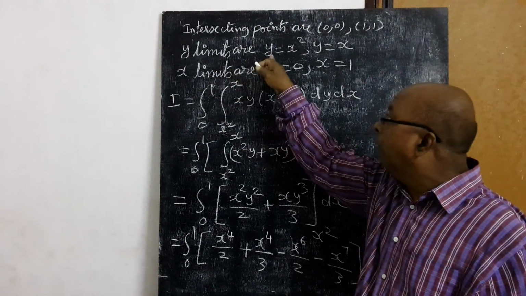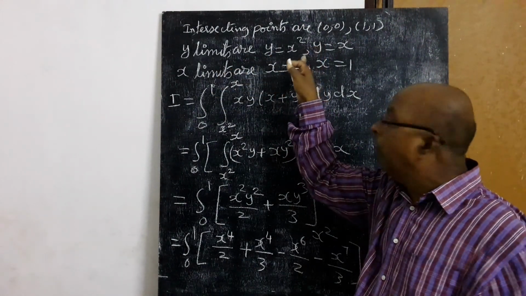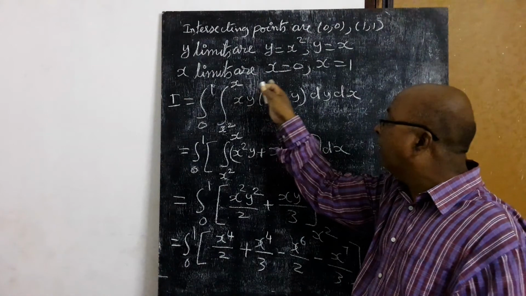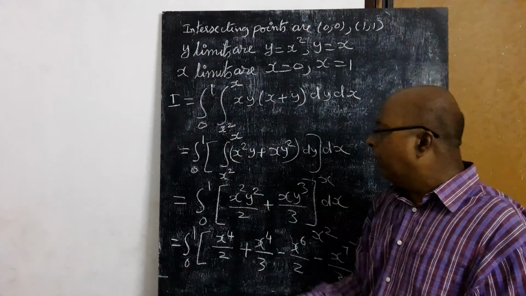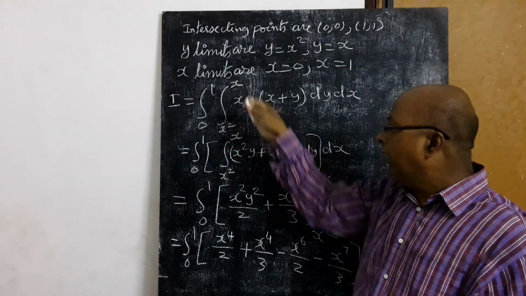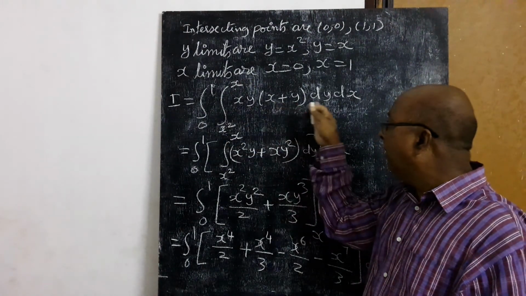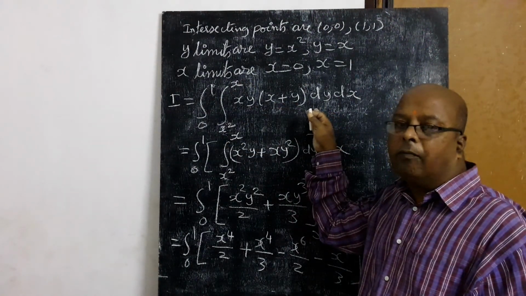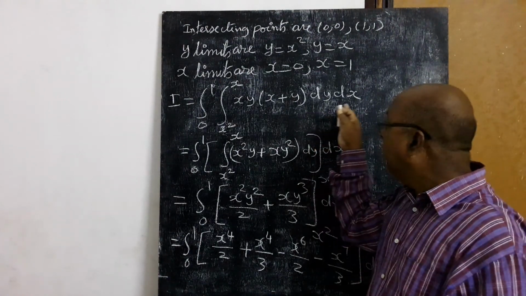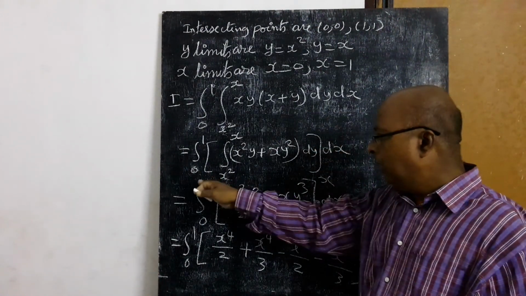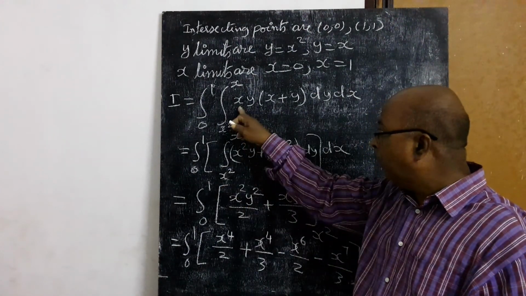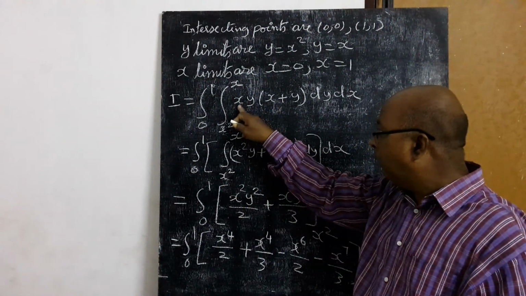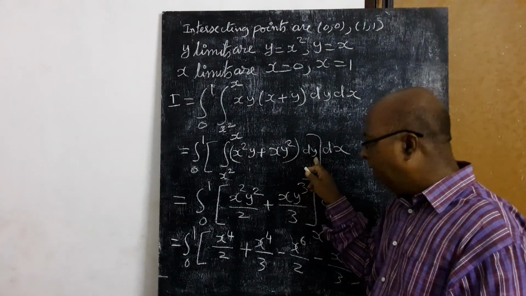The y limits are y is equal to x square and y is equal to x from the diagram. The x limits are x equal to 0 and x is equal to 1. So the integral is from x is equal to 0 to 1, y from x square to x, of xy into x plus y. For the y limits, first we write dy, next dx. Integral 0 to 1, x square to x, of x square y plus x y square dy dx.